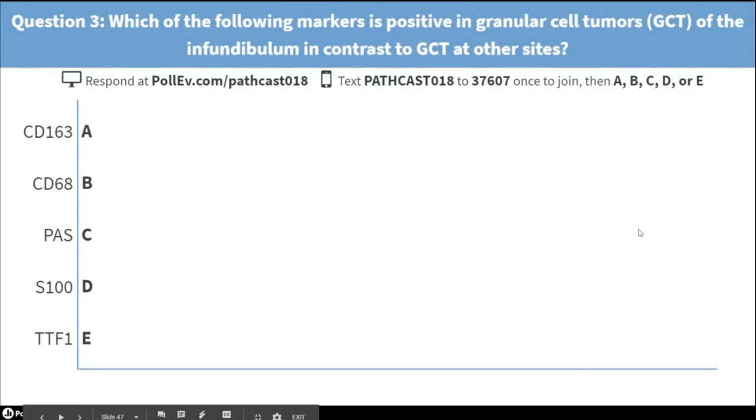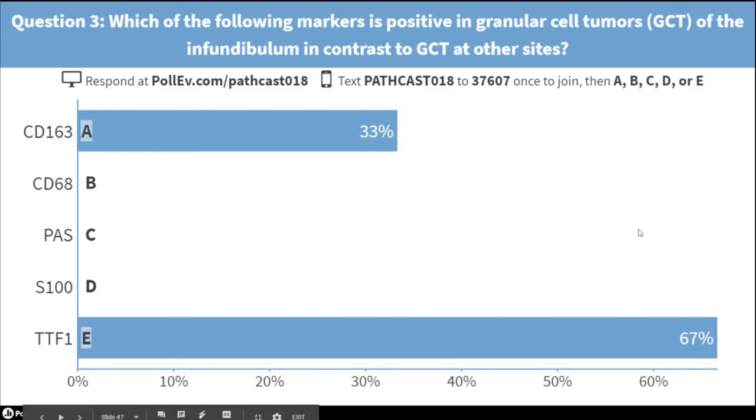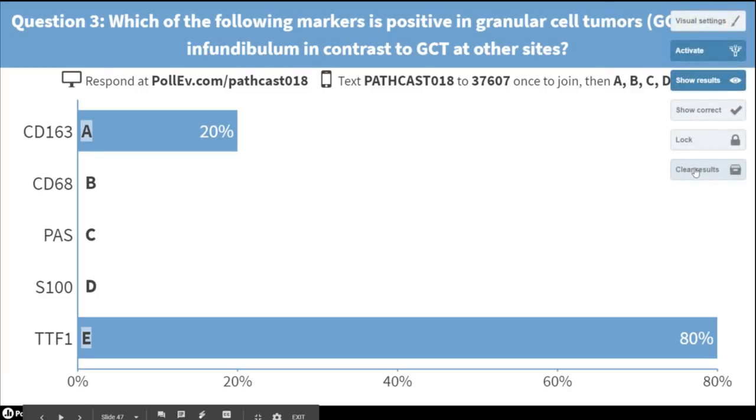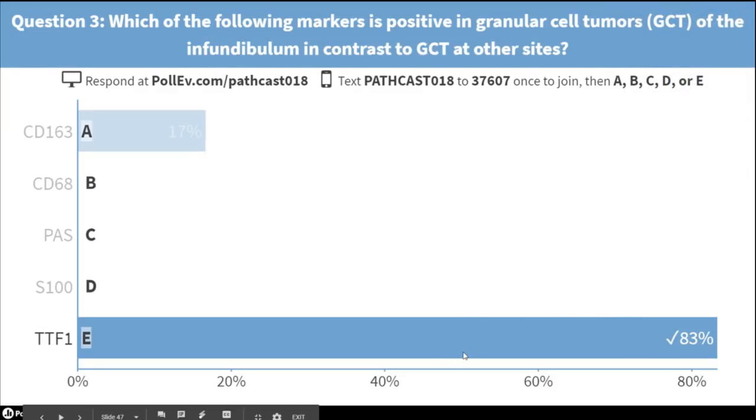Next one is question number 3. Which of the following markers is positive in granule cell tumors of the infundibulum or the sellar region, in contrast to granule cell tumors at other sites? Okay. And I see that most chose E, TTF1, which is correct.